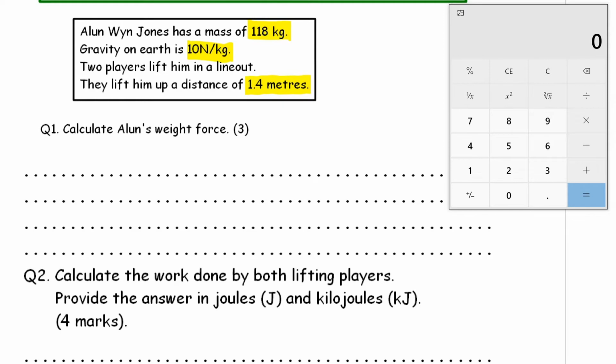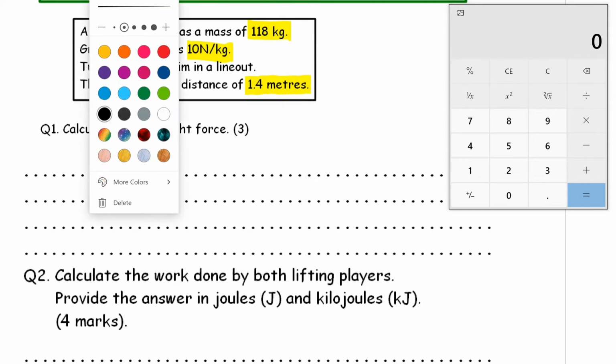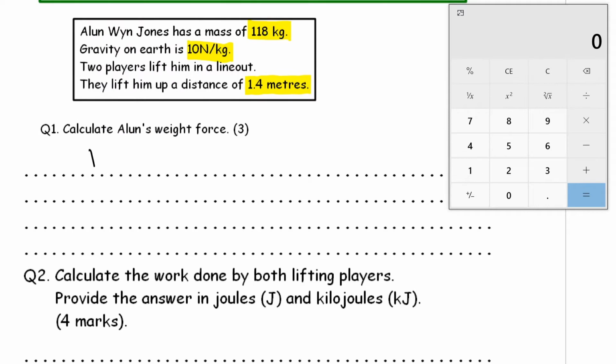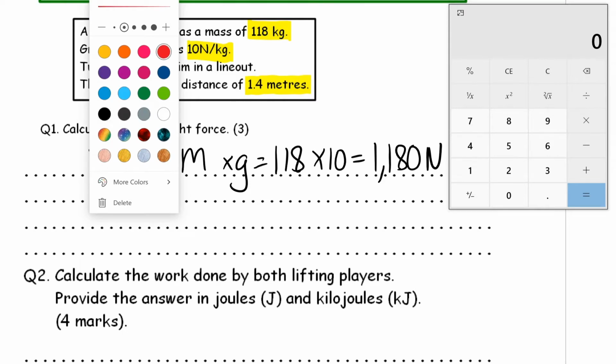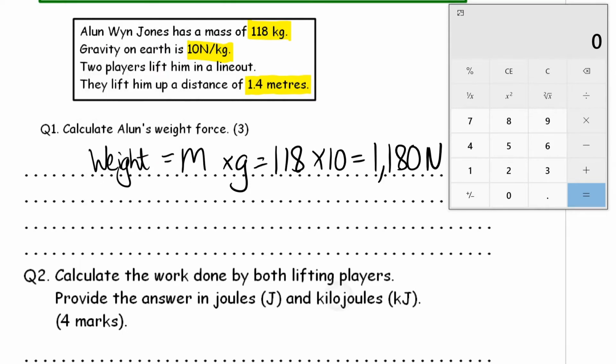So to calculate his weight force, weight, and I'm going to write it out in full so we don't confuse it with work done. It's mass times G. That's exactly the same as the example further up. To get the 3 marks there, remember I've taught you plenty of times before, ENO: equation, numbers, answer, and units.